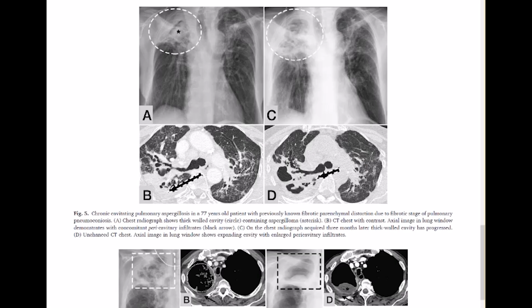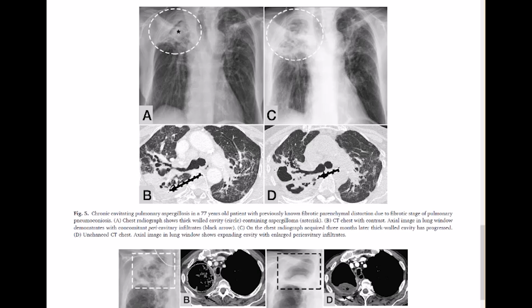So you can see that this patient has some sort of fibrotic lung disease here. And on the right side, they have this kind of consolidative opacity that's associated with fibrosis that later went on to show cavitation. This would be very difficult to differentiate from the fibrocavitary form of NTM.